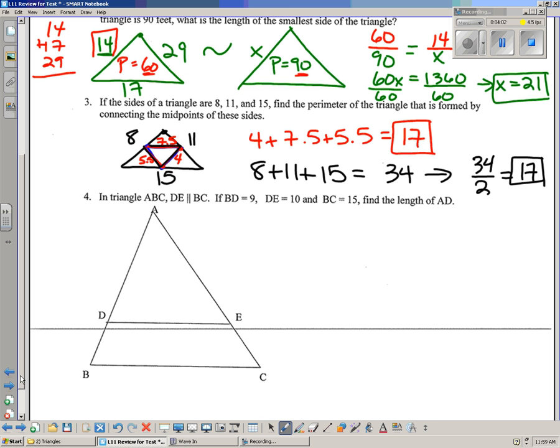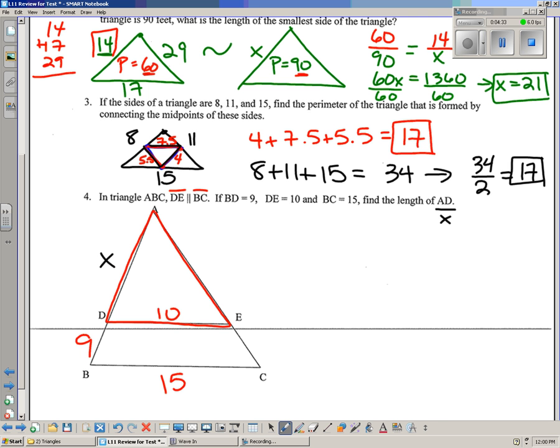Okay, so we have in triangle ABC, just ignore this copy line. This big line that's across the page is a copier line. DE is parallel to BC. So what happens here is we get two similar triangles, one being ADE and the other being ABC. If BD is 9, DE is 10, and BC is 15, we want to find the length of AD. So they're asking for AD, so I'm going to call that X.